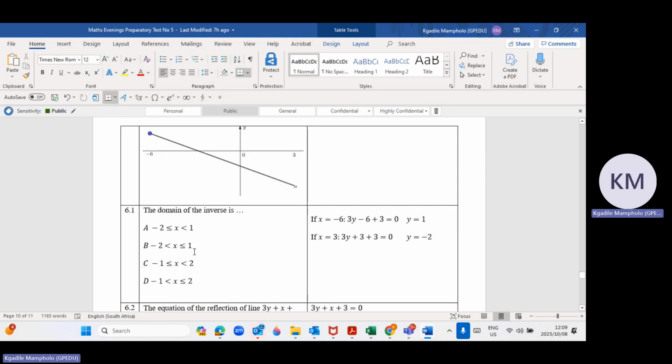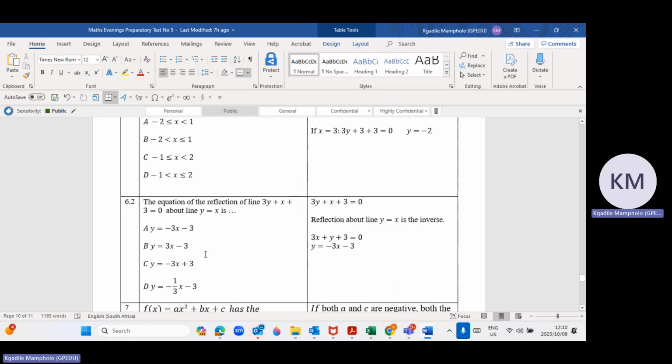But now I know that deliberately I did this because one will say, because for the domain of f, this is included, then this is also included. No. Remember, when x is -6, y would be 1. So that's why 1 would be the one that is included. Then the correct answer in this case is B.